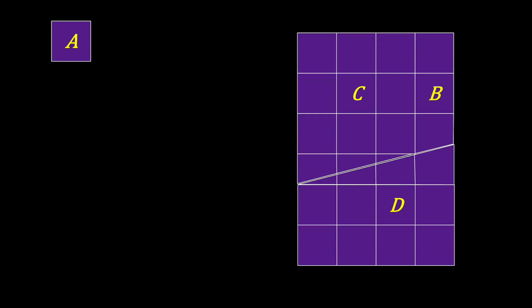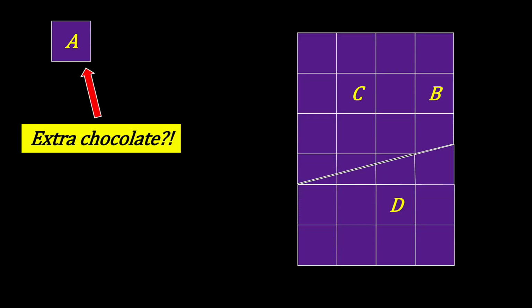This is the famous chocolate illusion. So here is the question. Where did that extra piece come from? Of course, we cannot create chocolate out of nothing, so something else must be happening.